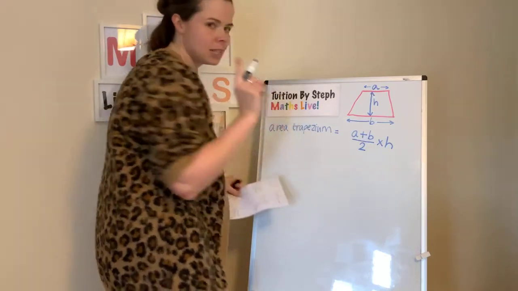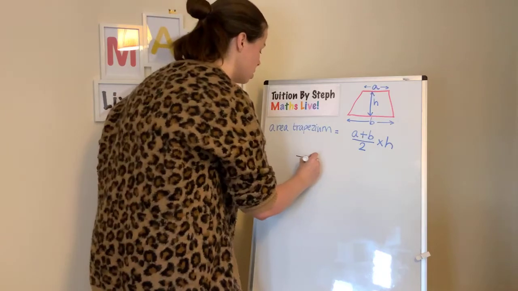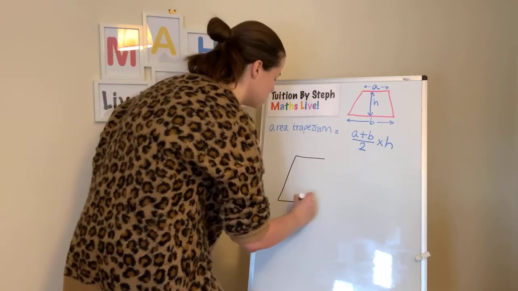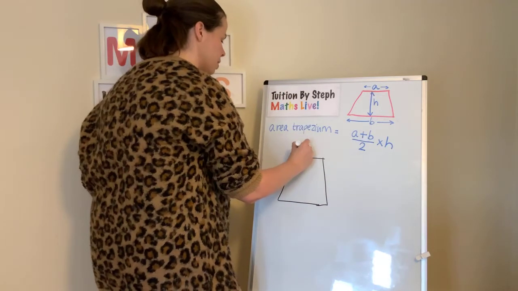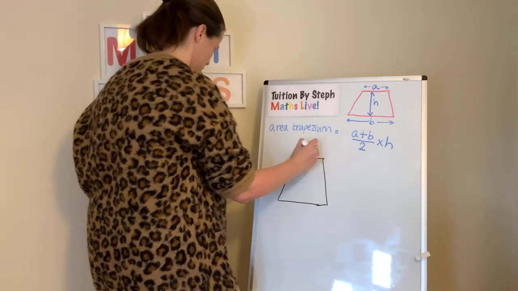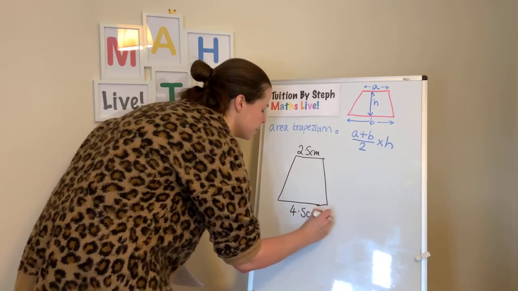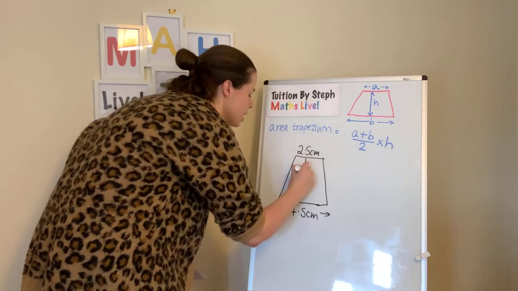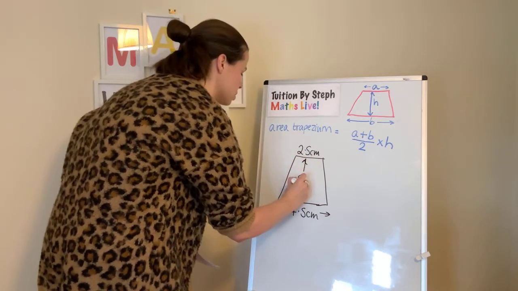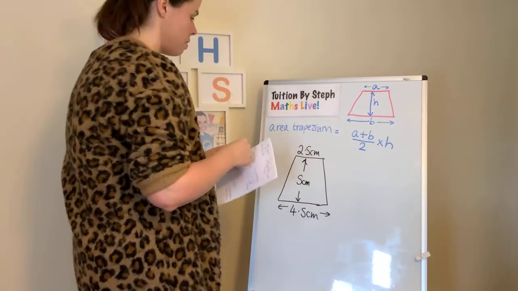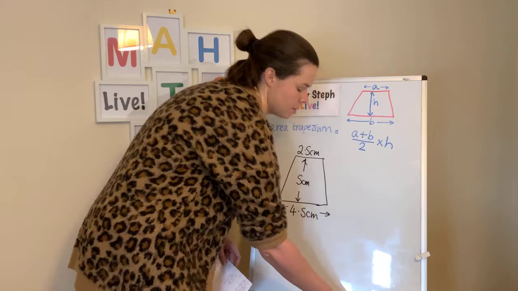Right, last one. So this goes into decimals, but don't panic. Don't panic with decimals. So we've got our trapezium. The top is 2.5 centimetres and the bottom is 4.5 centimetres. And the height is 5 centimetres. Have a go at working out the area of that trapezium.